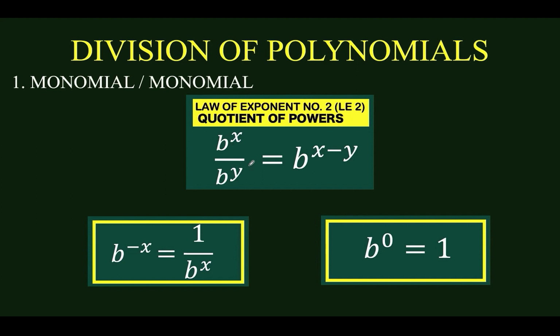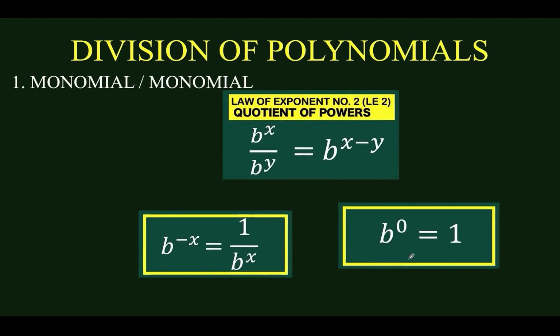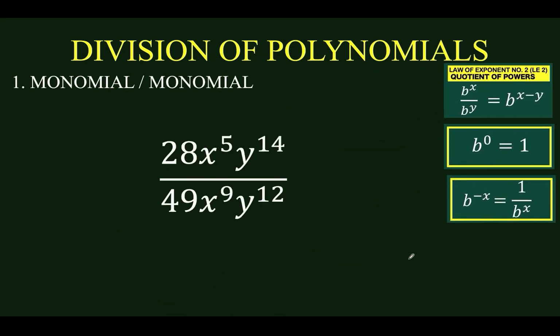And under this quotient law of exponent, there are three cases. One is when the exponent in the numerator is greater than the exponent in the denominator. The other is when the exponent in the denominator is greater than the numerator. That is when we have this negative exponent. And the third case is when the exponent in the numerator and the denominator are equal. In that case, we have this zero exponent.